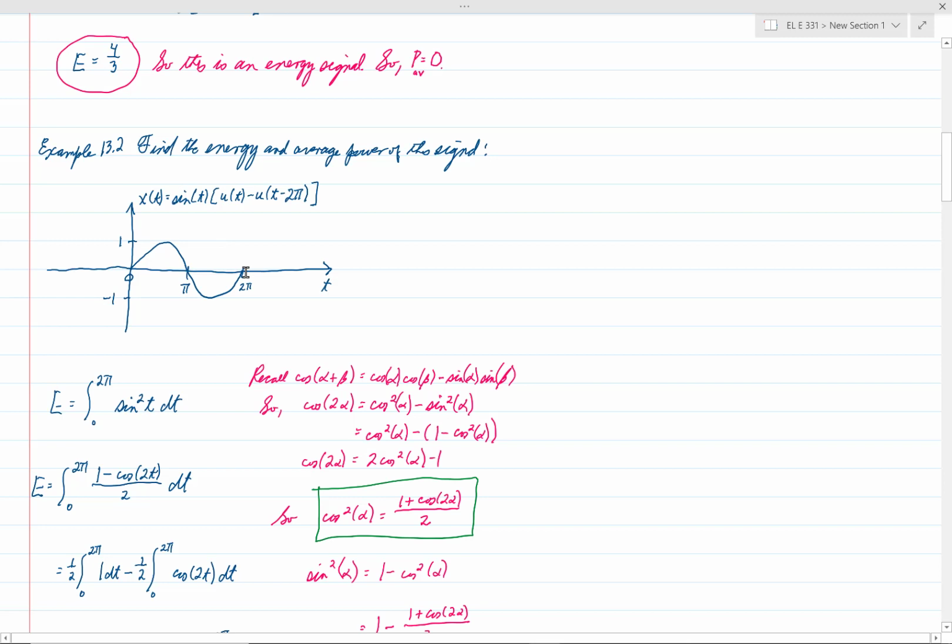So this means then that the energy of this is going to be equal to the integral from 0 to 2 pi of this squared. So we get sine squared t dt.